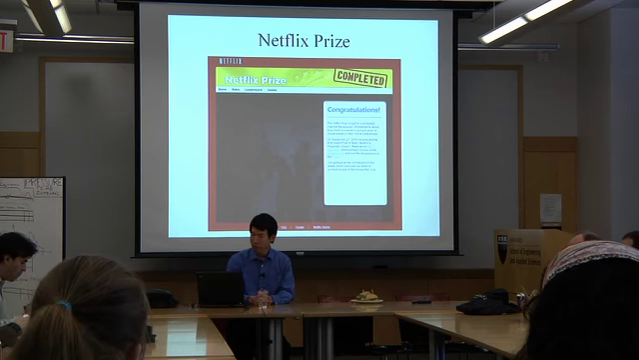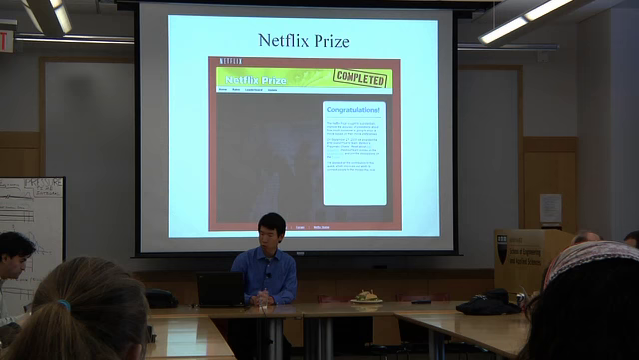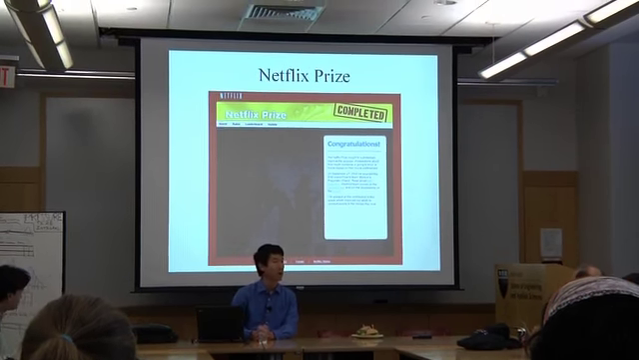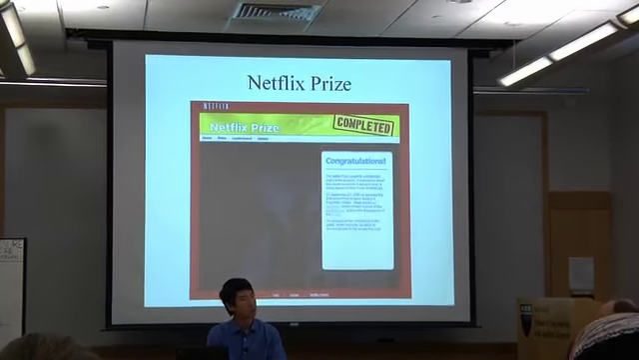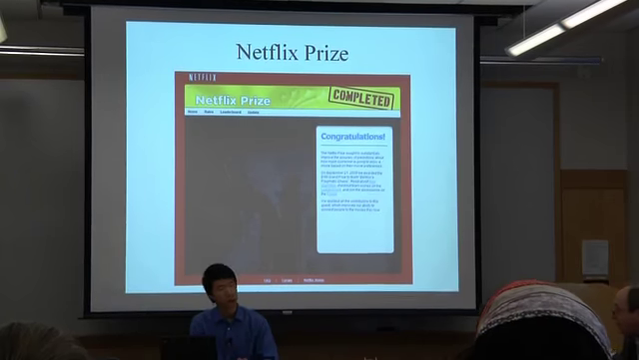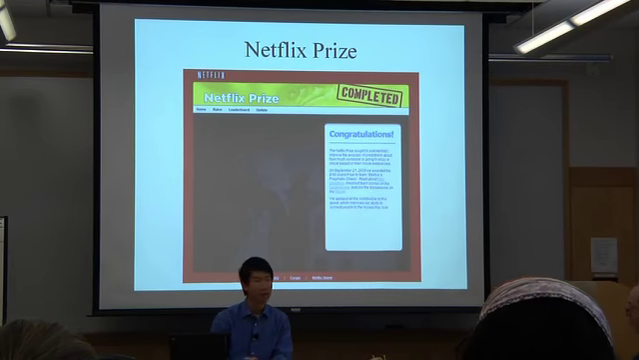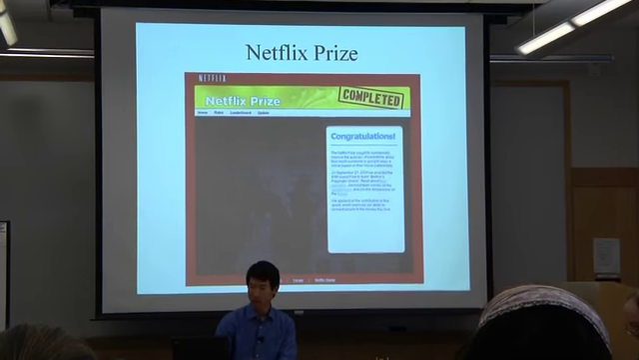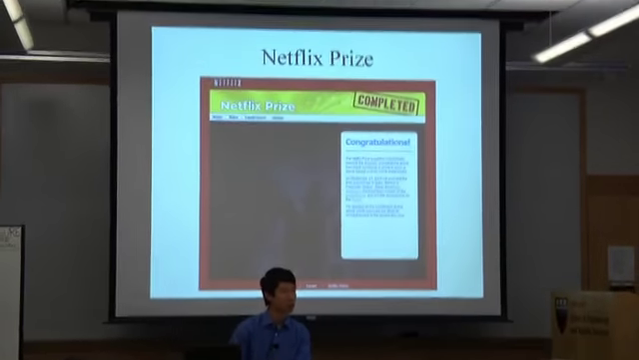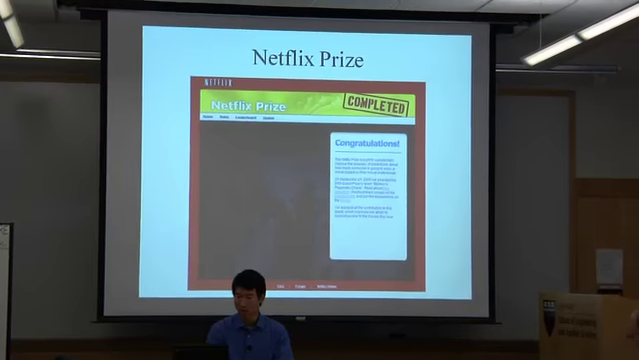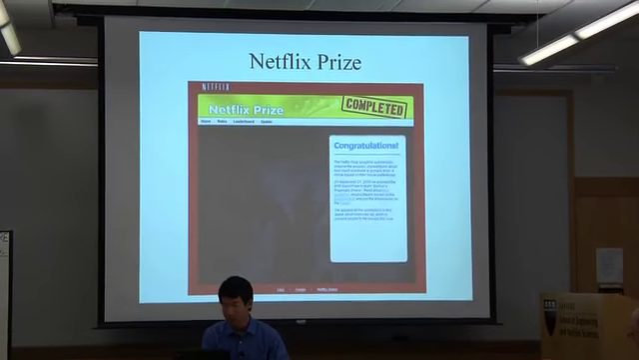And after, I believe, about 3 years, this team, BellKor's Pragmatic Chaos, won by improving this algorithm by 10%. So they won the $1 million, collected the prize. And you know, it all seemed good for Netflix on that side of things.